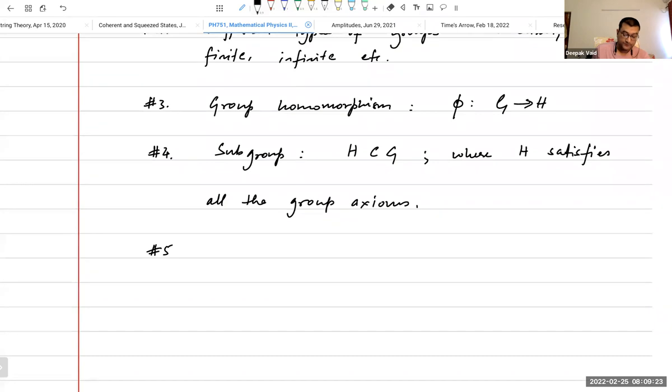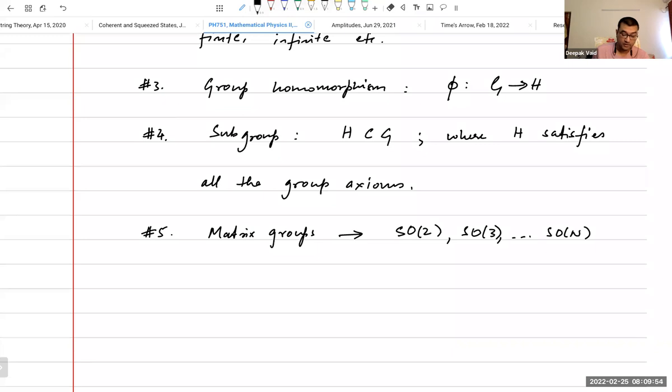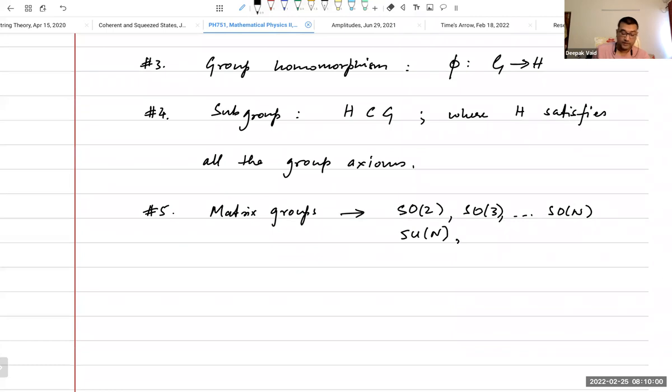Then we have a few different kinds of groups which are important. We have matrix groups. Right? What are these groups? These are, for example, SO2, SO3, SON, right? So this stands for special orthogonal. Then you can also have special unitary. Then you can have a special linear.